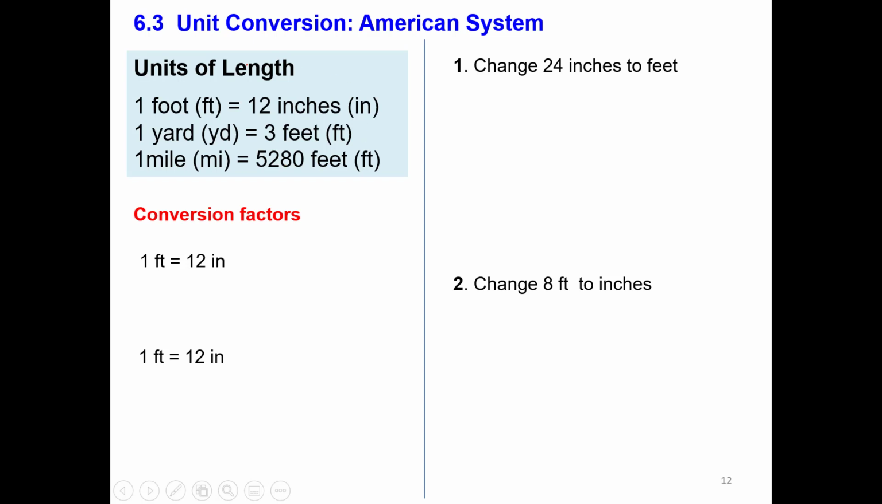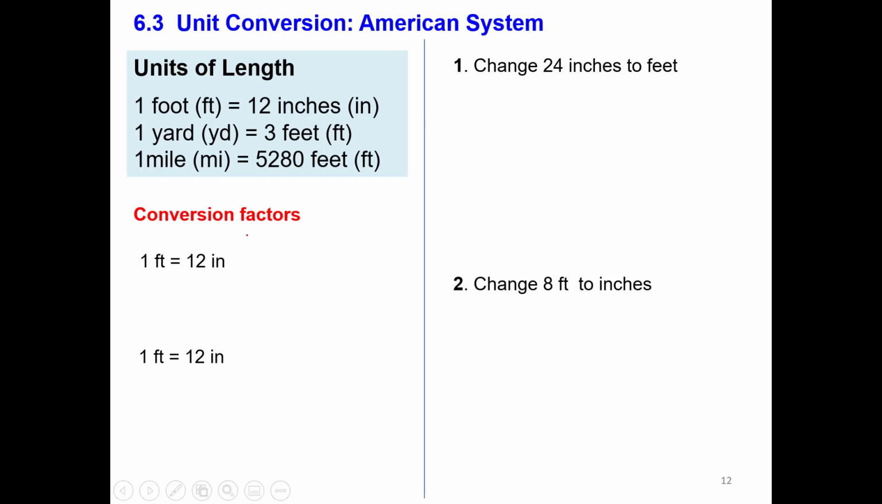And we will use these conversion factors, these unit rates, to convert from one unit to another unit. First I want to show why we can use these unit rates to convert from one unit to another unit.